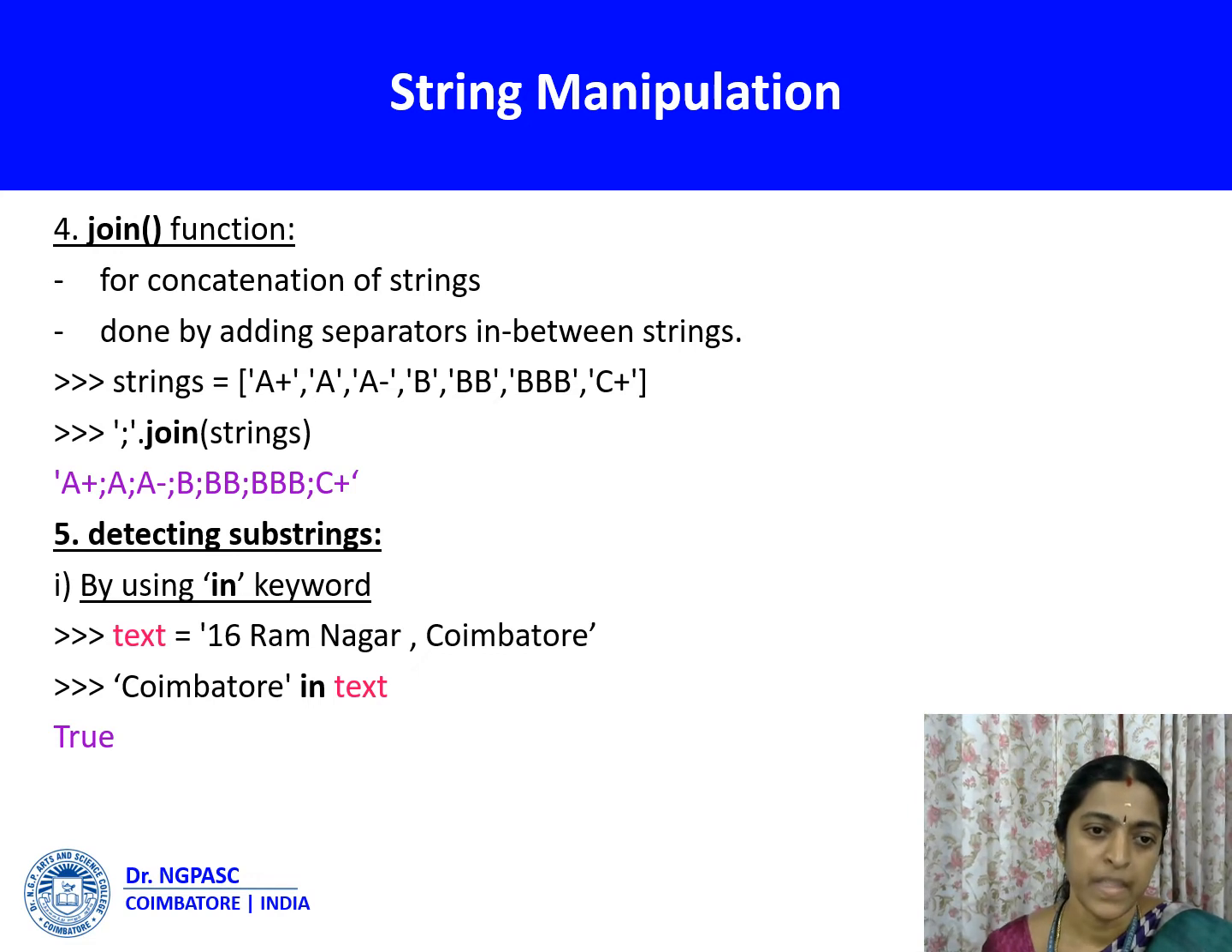So here the string array named strings is being given and it has 7 strings, namely A plus, A minus, B, BB, triple B, C plus, etc.